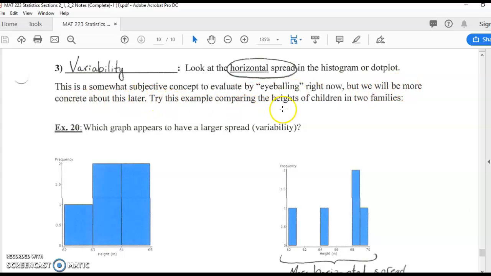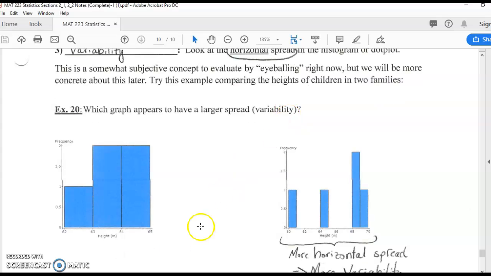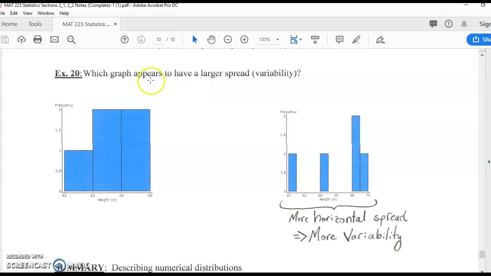Try this example comparing the heights of children in two families. So here we have families. Which one of these graphs has a larger spread? So notice that we have data that ranges between 62 inches and 65 inches. So we have one child that's between 62 and 63 inches. We have one person in our family between 62 and 63 inches, two people in our family between 63 and 64, and another two people between 64 and 65.